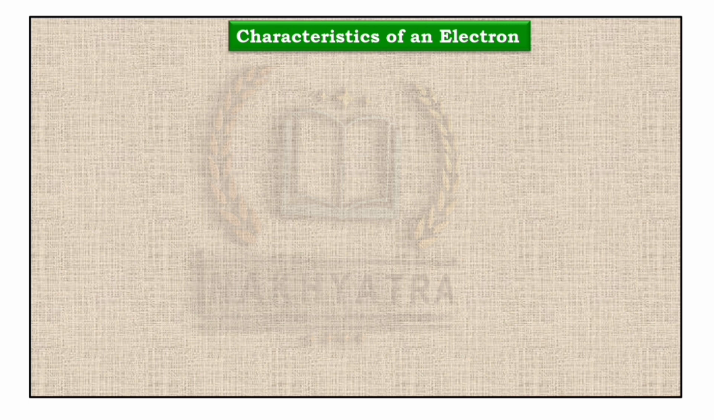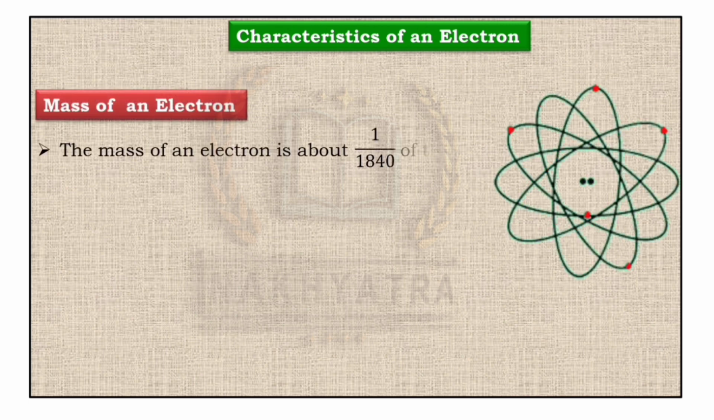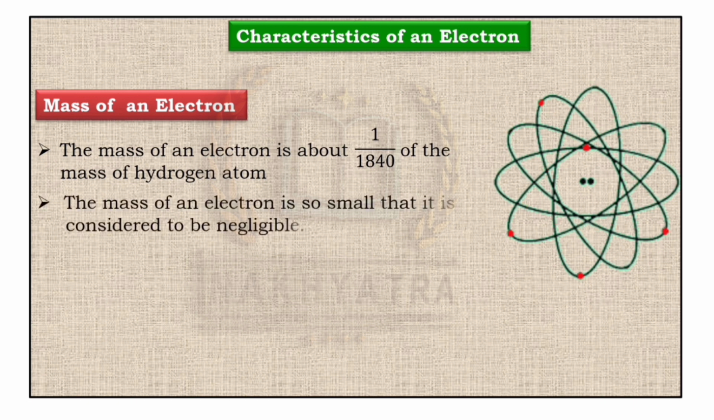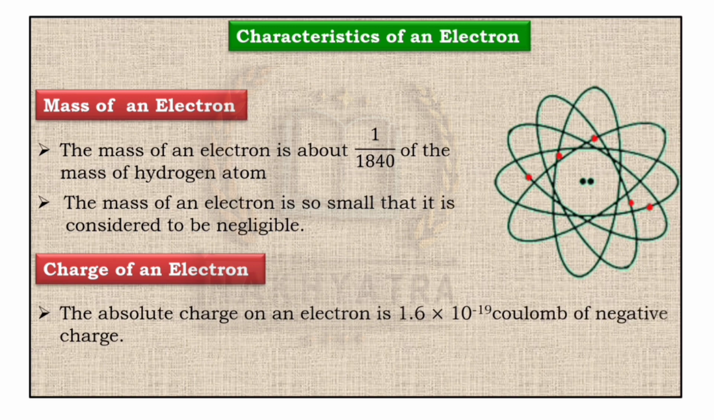Now see the characteristics of an electron. Mass of an electron: the mass of an electron is about 1 by 1840 of the mass of the hydrogen atom. The mass of an electron is so small that it is considered to be negligible.